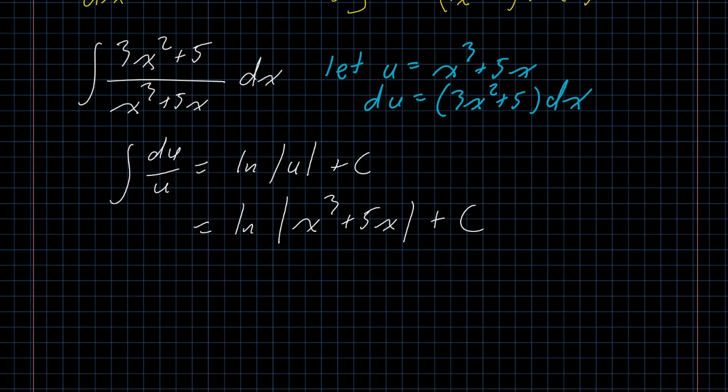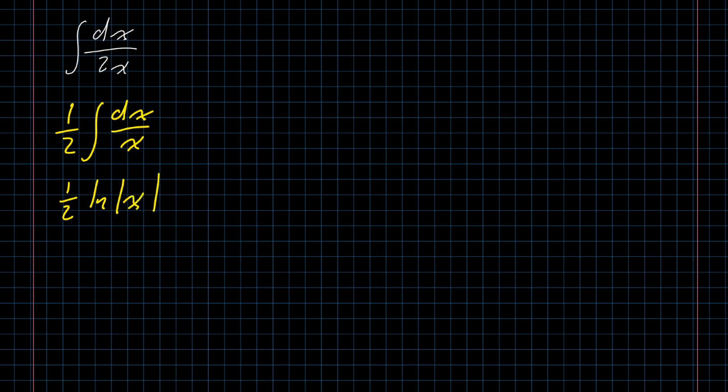All right. Next up, I want to look at a seemingly simpler integral. The integral of dx over 2x. The first time I saw this integral, I immediately said, well, let's just take that 1/2 out front, and then I have the integral of dx over x, and the integral of dx over x is the natural log of the absolute value of x, and of course I have to add a constant of integration.